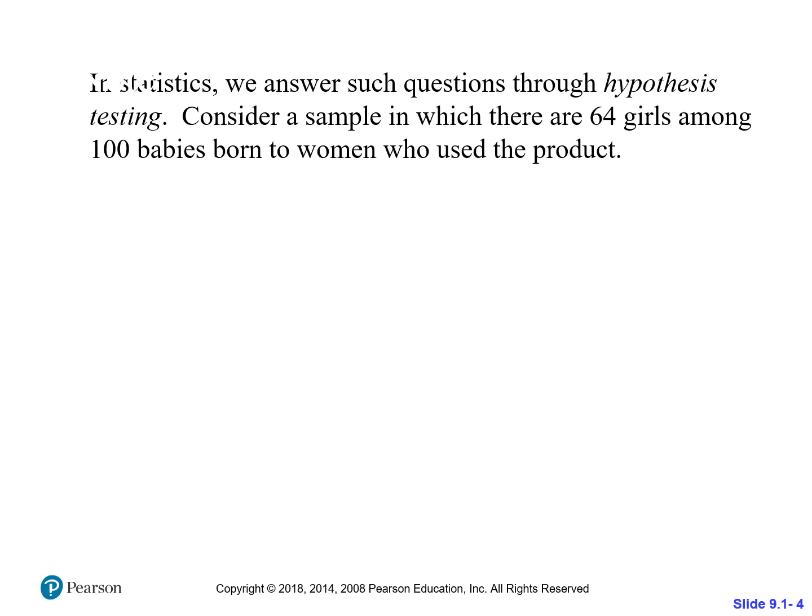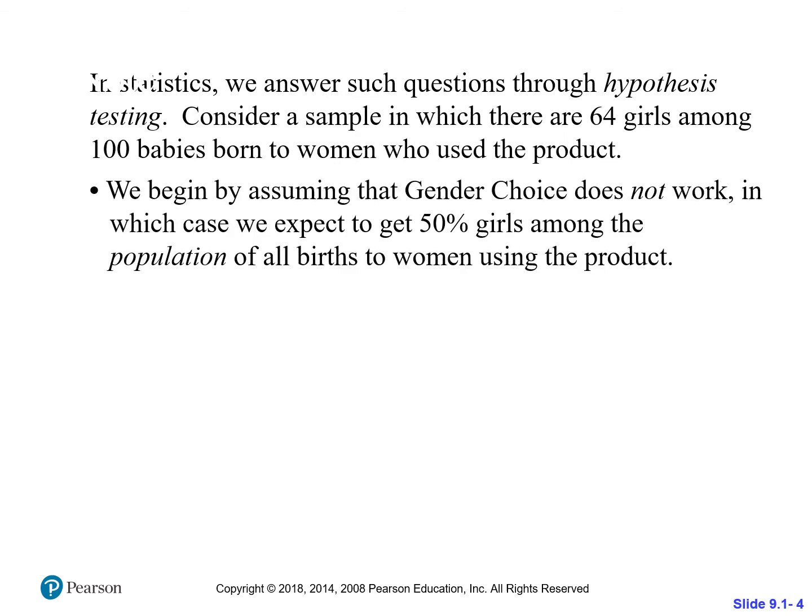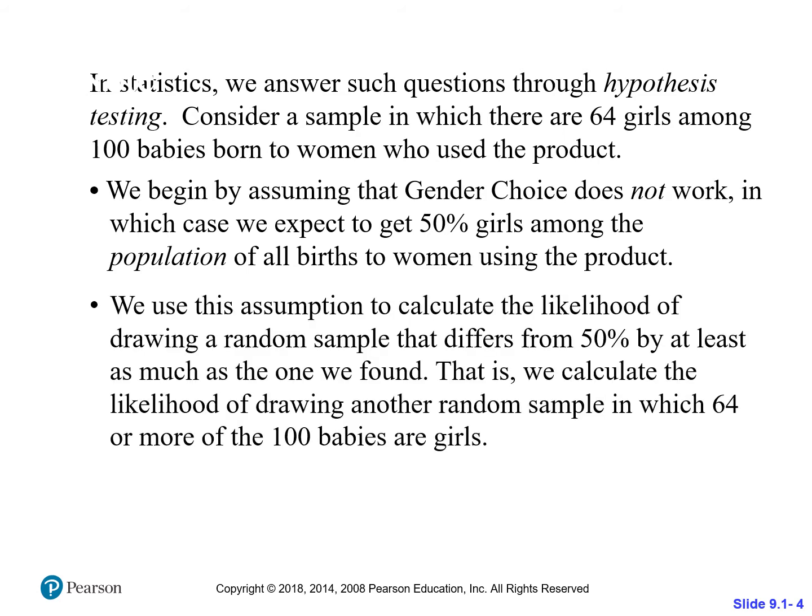So in statistics, we answer these questions through hypothesis testing. Consider a sample in which there are 64 girls among 100 babies born to women who use the product. We begin by assuming that Gender Choice does not work, in which case we expect to get 50% girls among the population of all births to women using the product. We use this assumption to calculate the likelihood of drawing a random sample that differs from 50% by at least as much as the one that we observed.